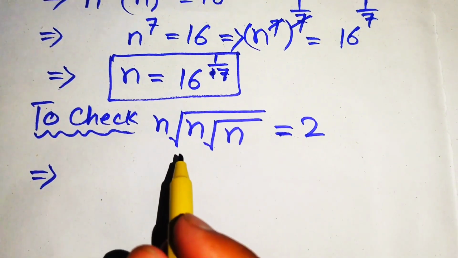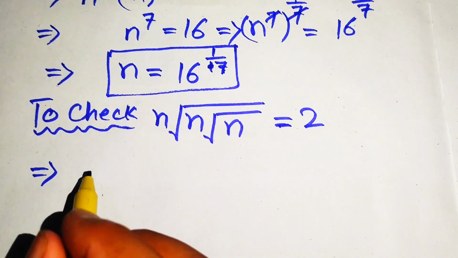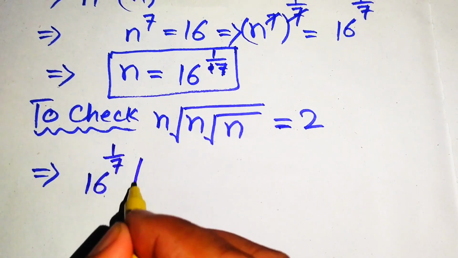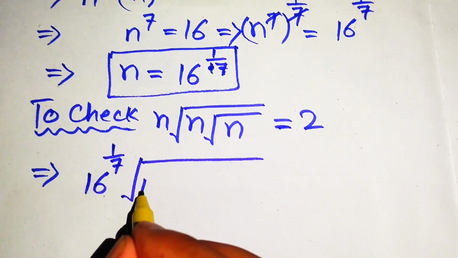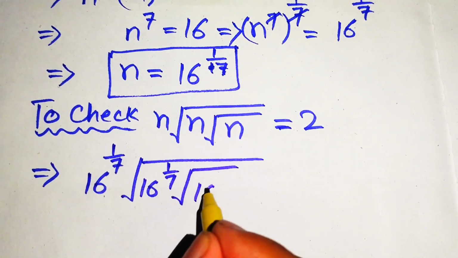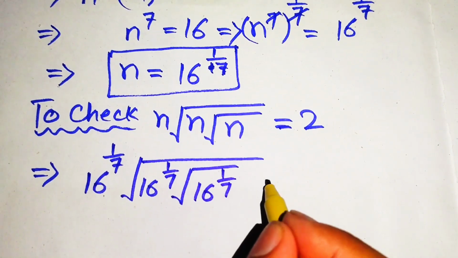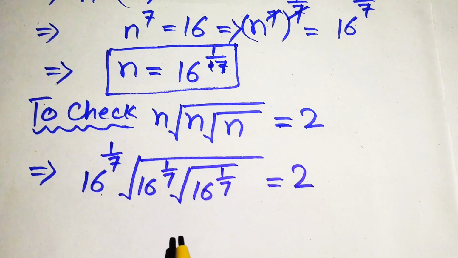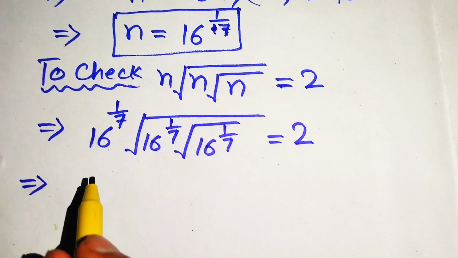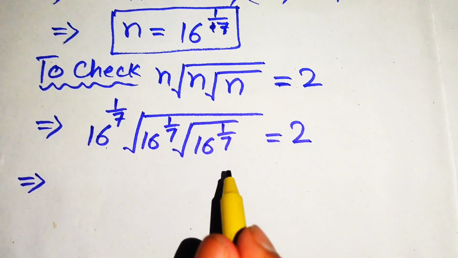Now we substitute this value of n here and we get 16 to the power of 1 over 7, and the square root of 16 to the power of 1 over 7, and the square root of 16 to the power of 1 over 7 equals 2. Here we use the exponential laws in order to equate both sides.